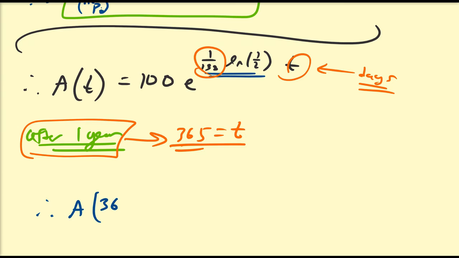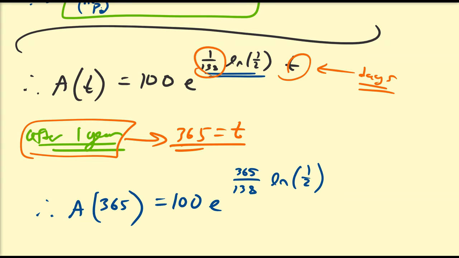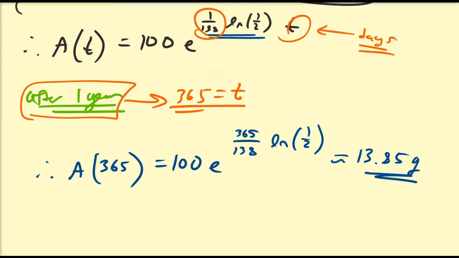So a of 365 is going to be equal to 100 times e to the power of 365 divided by 138 times the natural log of 1/2. And once you work that out, you're going to get approximately 13.85 grams left.